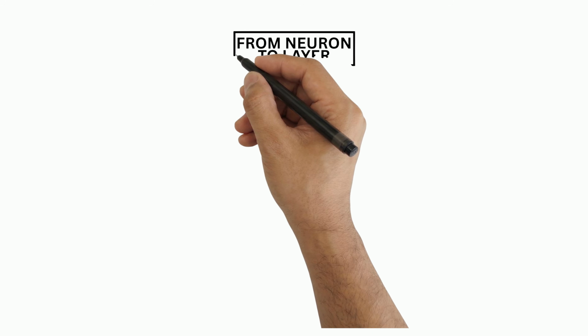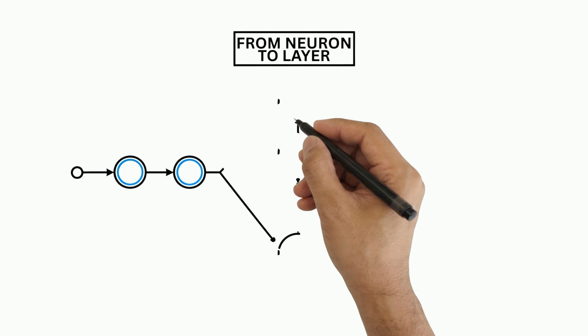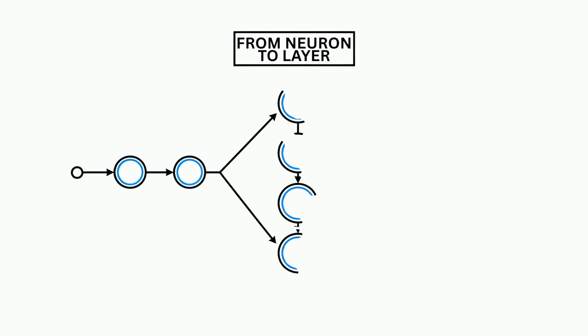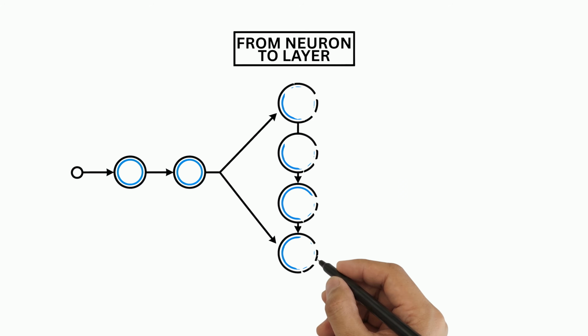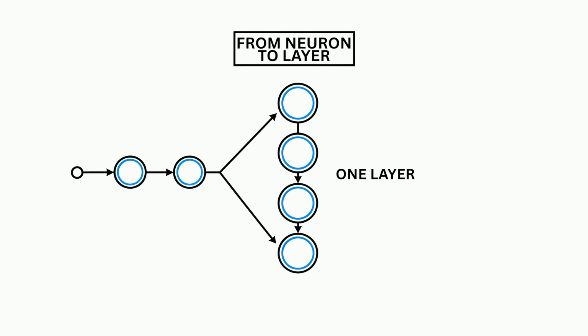A single neuron is limited, so networks group many neurons side by side into a layer. Each neuron in that layer sees the same inputs, but with its own separate weights and bias. So each one learns to notice something slightly different. One might respond strongly to certain patterns, another to completely different ones. Stacked together, a layer turns a handful of raw numbers into a richer set of learned signals, ready to be passed on to whatever comes next.